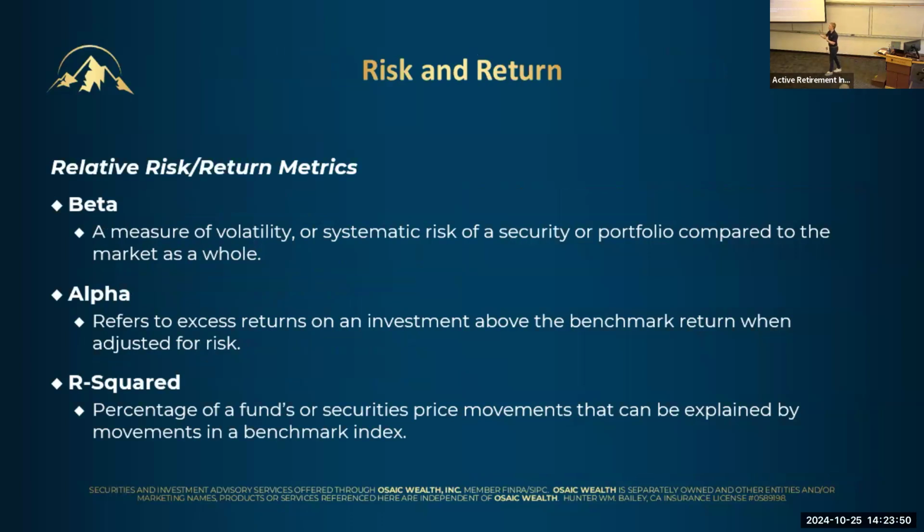Above 1 is more volatile. And it's basically like a percentage. So if you see a 0.7, it's about 70% is volatile. Alpha refers to excess returns on an investment above the benchmark return when adjusted for risk. So however much better we did than the index for the level of risk we're taking. R squared was a percentage of a fund or security's price movements that can be explained by movements in an index. So basically how much the S&P dictated what happened for me.